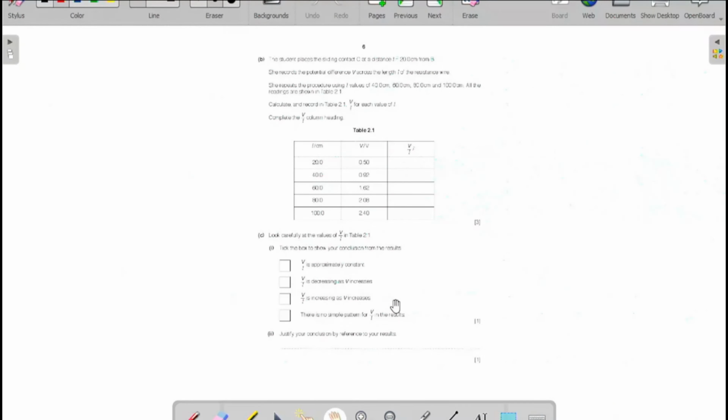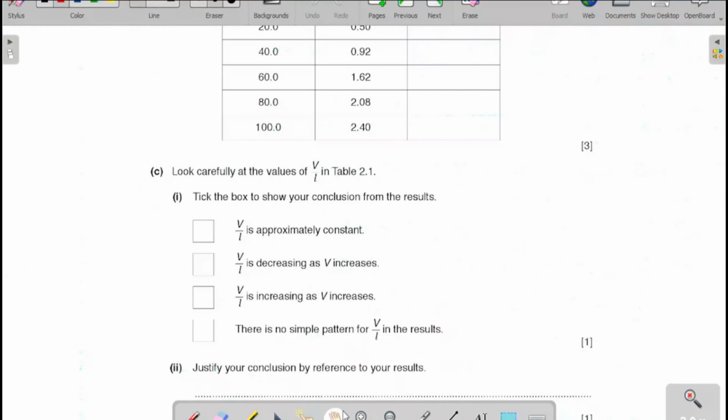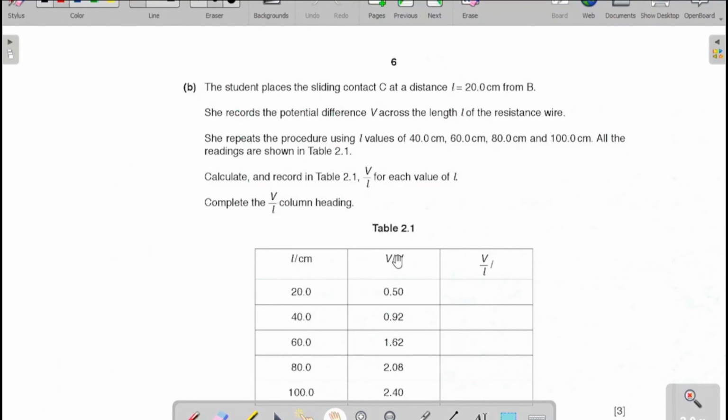Now the next question, let me make it a little bigger. The student places the sliding contact C at a distance L equals 20 cm from B. She records the potential difference V across the length of the resistance wire. She repeats the procedure using L values of 40 cm, 60.0 cm, 80.0 cm, 100.0 cm. All the readings are shown in the table.